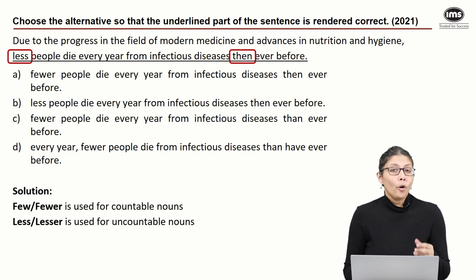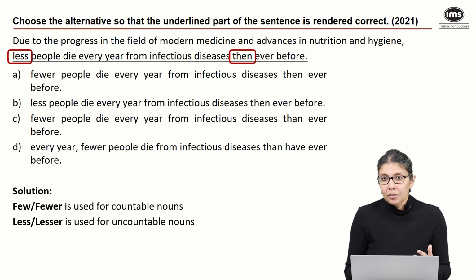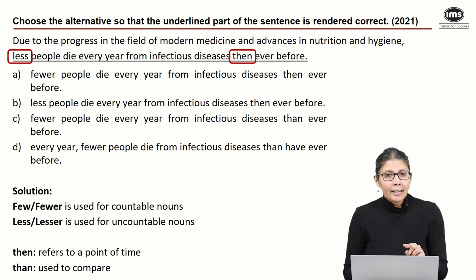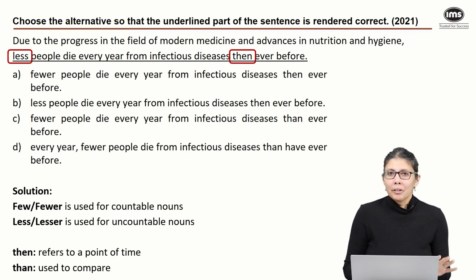But less or lesser is generally used for something that is not countable. We can measure it, but we cannot attach a number to it. So here we are talking about people, which means that we should not be saying less people. We should obviously be saying fewer people. So this rule will help you eliminate a few options very easily. The second word over here is then. Clearly, we are looking at a comparison, so we should not be using then, we should be using than. Once you figure this out, then the answer, as I said, is very, very simple.